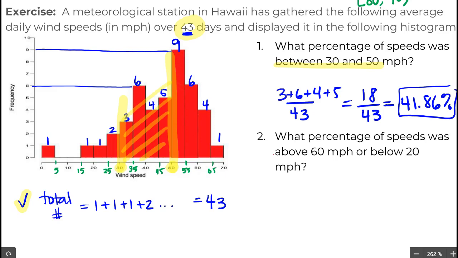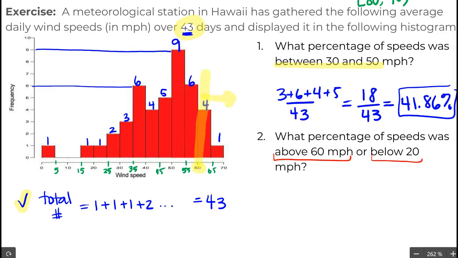So now we're talking about speeds being above 60 or below 20. So what we'd want to do is get rid of all of this area that we were interested in before and rethink what we are looking at. Above 60 would be these 5 days, right? So there are 5 days above 60. And then below 20, oh yeah, below 20, it appears that there are 2 days that fall into that category. So of the 43, there are 7 that fall into these different things.